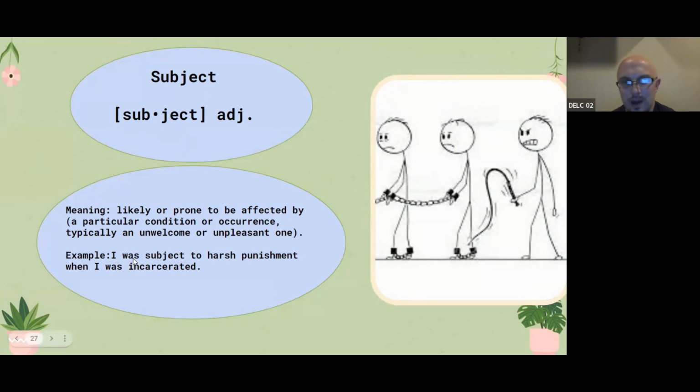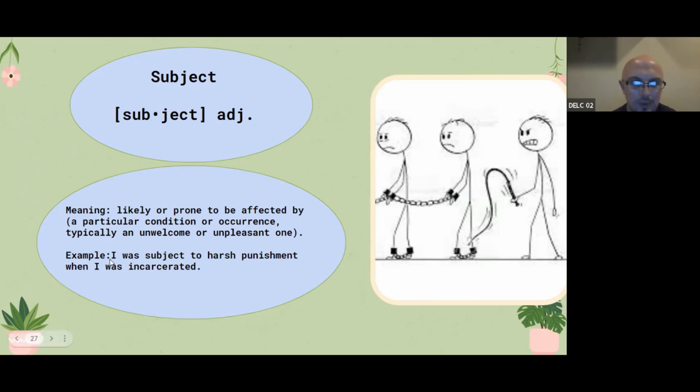For example, I was subject to harsh punishment when I was incarcerated. Maybe this person is incarcerated and his punishment is to be hit by this thing. And so he is subject to this harsh punishment. So subject to we can use if you are affected by something.